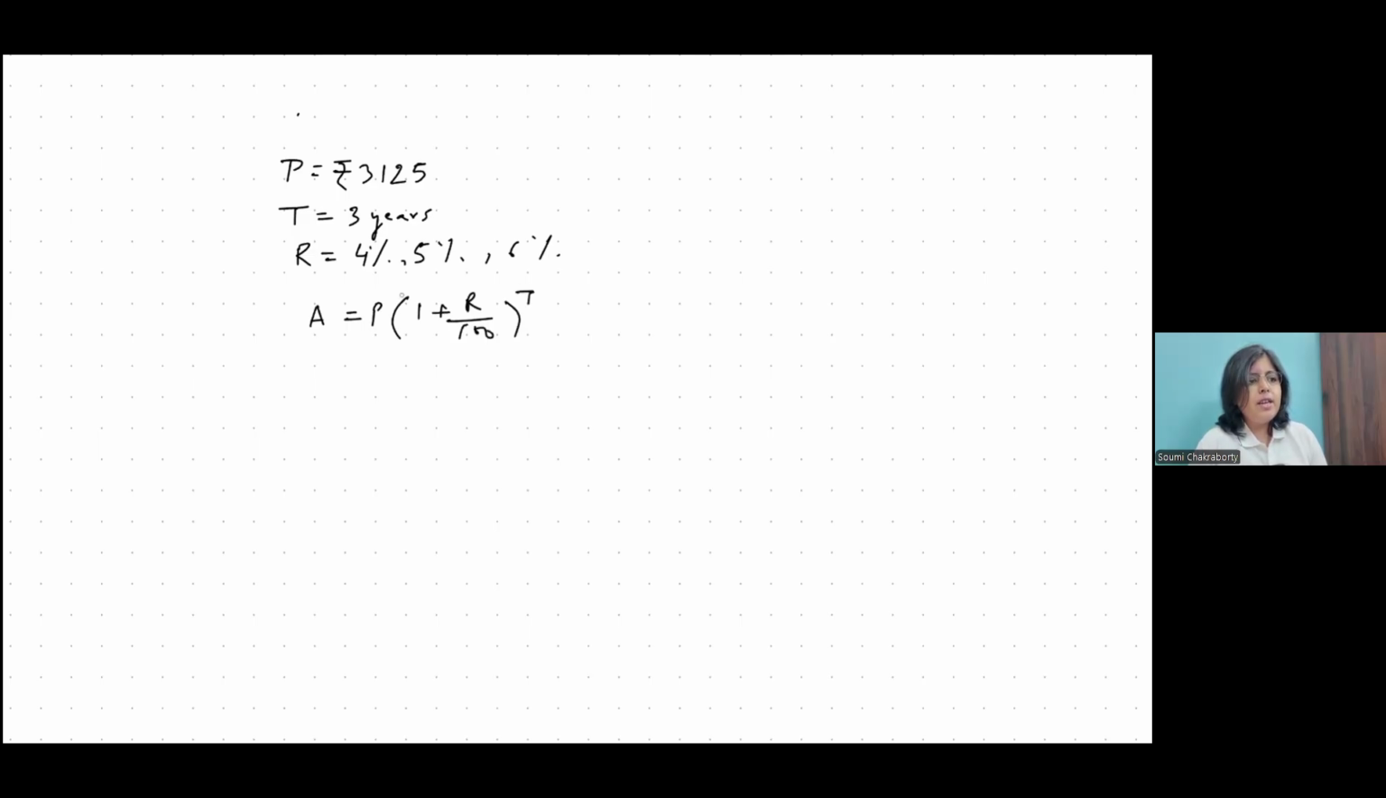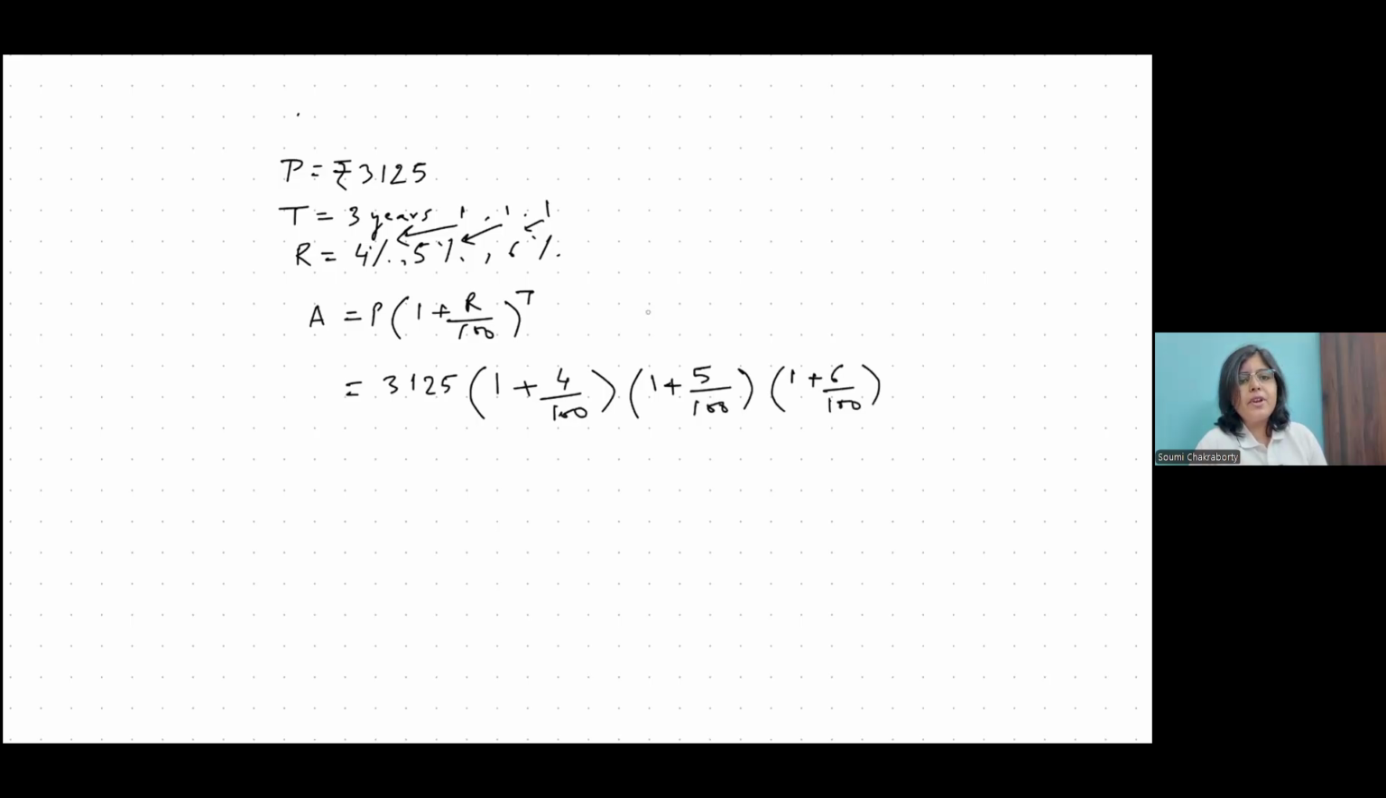Now, since for every year the rate of interest changes, we'll consider the time period as 1, which gets mapped to this 4, again 1, which gets mapped to this 5, again 1, which gets mapped to this 6, and we'll replace it. So 3,125 is the principal sum, multiplied by 1 plus 4 divided by 100, multiplied by 1 plus 5 by 100, multiplied by 1 plus 6 by 100. See, since the rate is changing for every year, we are not writing anything in the power. So we are eliminating this power factor, right? Instead, we are writing the value of the rate of interest that is changing every year. So this you can write whenever there is a changing rate of interest in successive years.